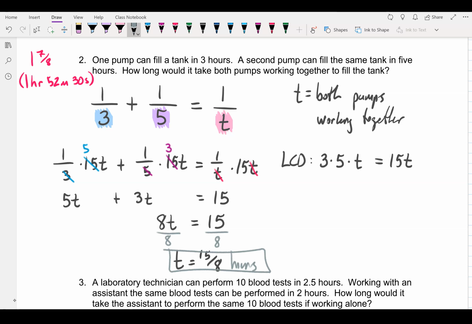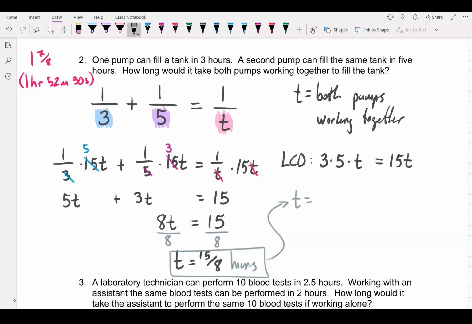So a bit of a weird way to represent time, don't you think? Like if someone says, how long are you going to take to fill the tank, and you tell them 15/8 hours, it's a little bit awkward. It's not helpful to most people who actually work doing this stuff. So it's a bit nicer to fix this up, okay?